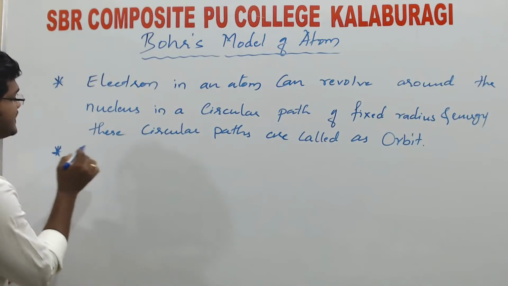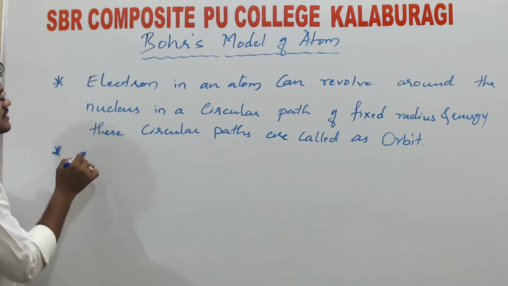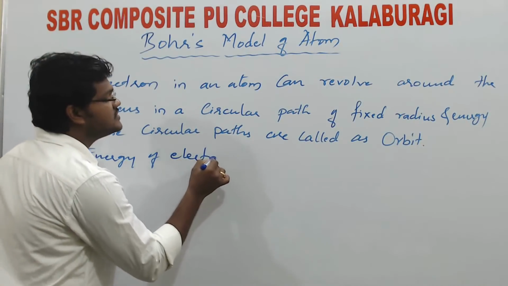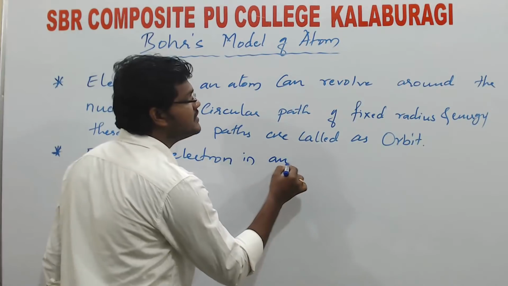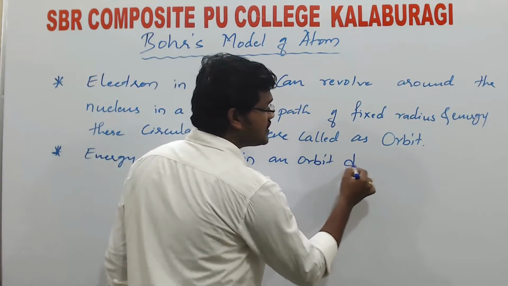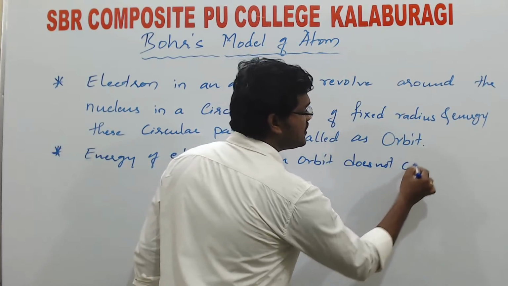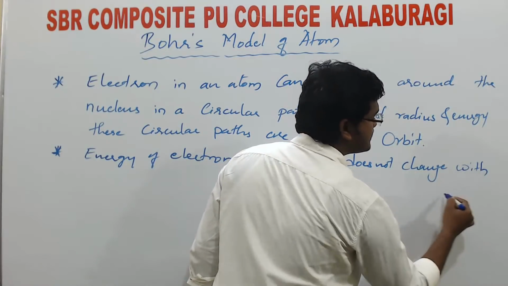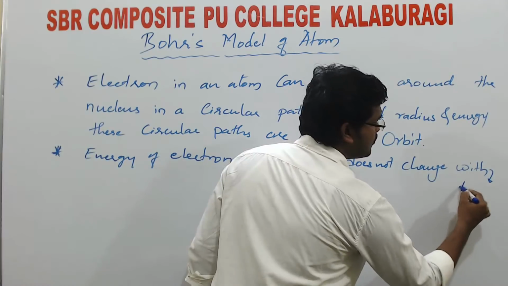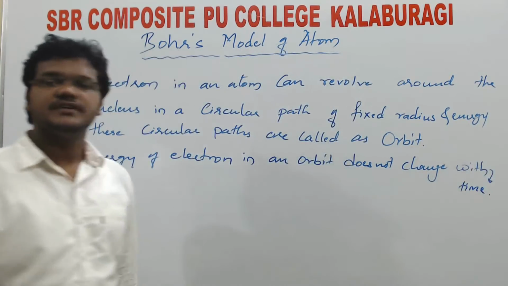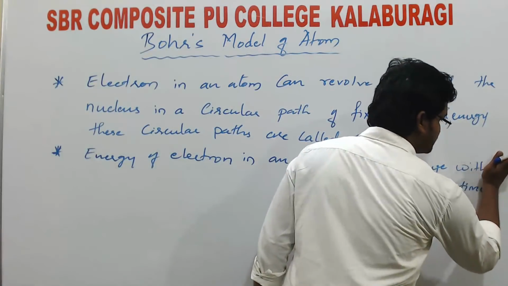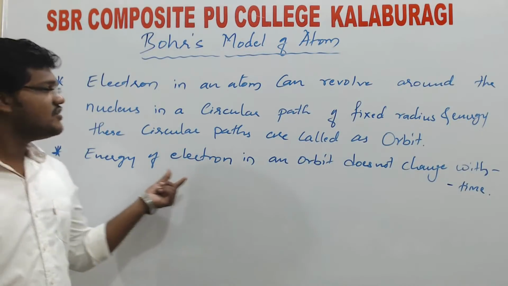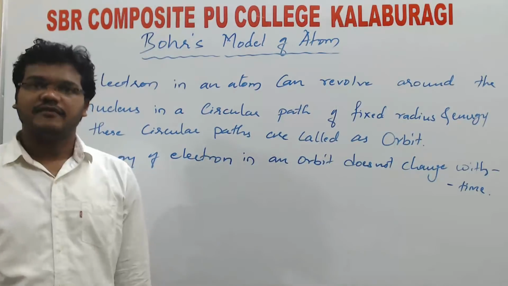So let's write this one. Energy of electron in an orbit does not change with time. This is the arrow mark, don't get confused, and after this I have written with time. Clear? So the energy of an electron in an orbit does not change with time.